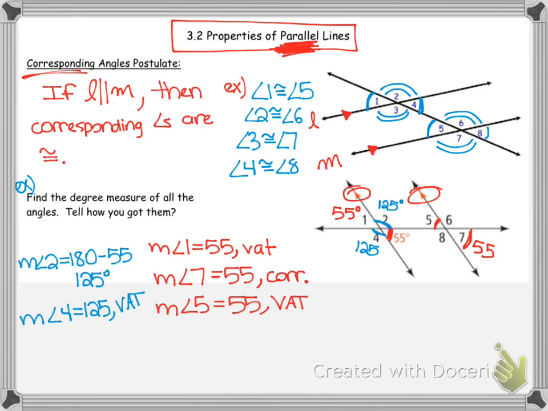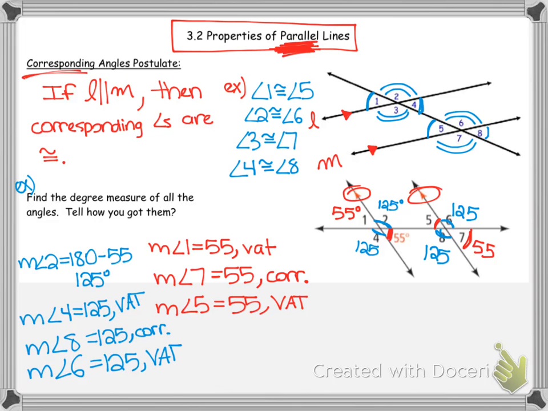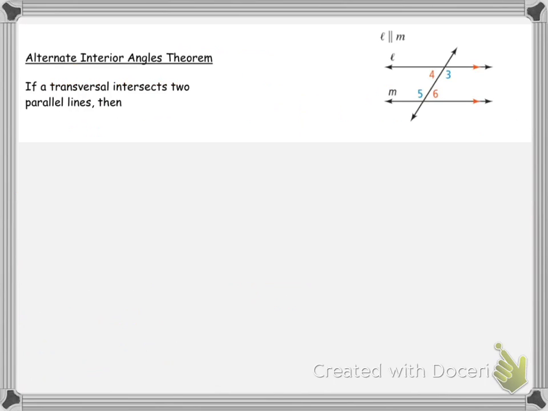If 4 is 125, 8 is also 125 because 4 and 8 are in corresponding positions. They correspond to one another. So that's also 125 because of the corresponding angles theorem. And then finally, if 8 is 125, 6 must also be 125 because those are vertical angles. So that's the vertical angles theorem. So that is the corresponding angles postulate. It tells us if lines are parallel, corresponding angles are congruent.